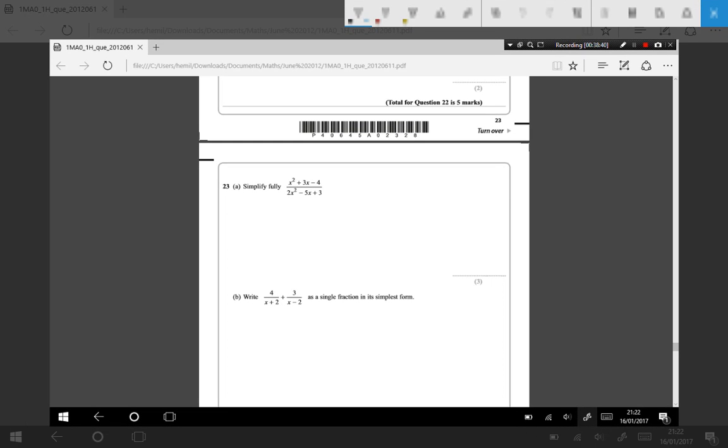Now it's time to do simplify fully. So what two numbers multiply to make minus 4 and add to make 3? So that would be x minus, or plus 4 and minus 1. So plus 4 and minus 1. Yep. And now, oops, that's 1 minute, guys. Seems to be a problem.